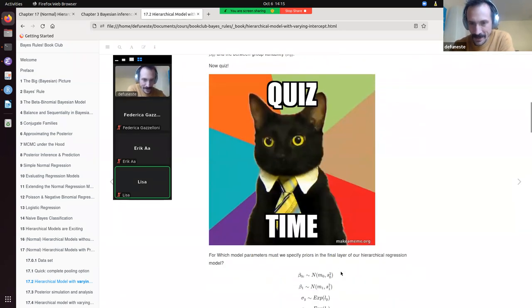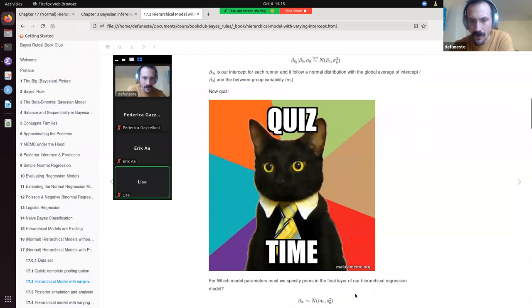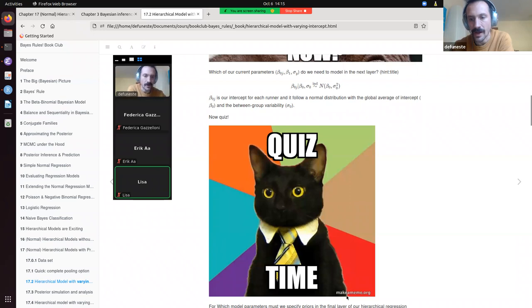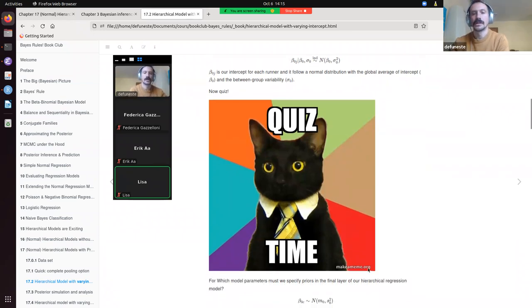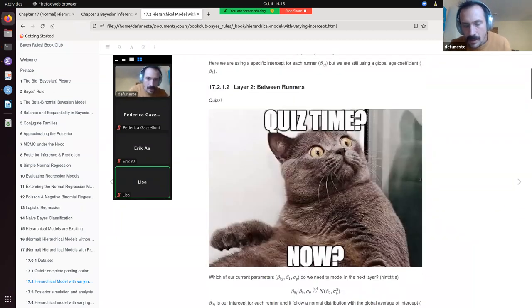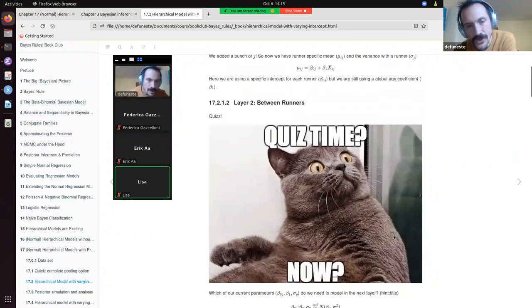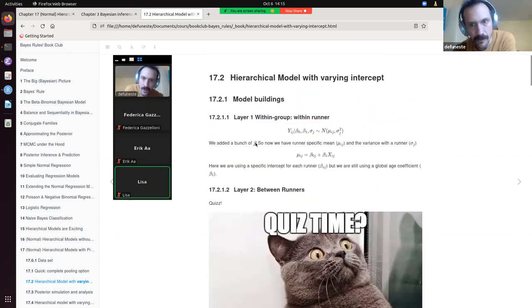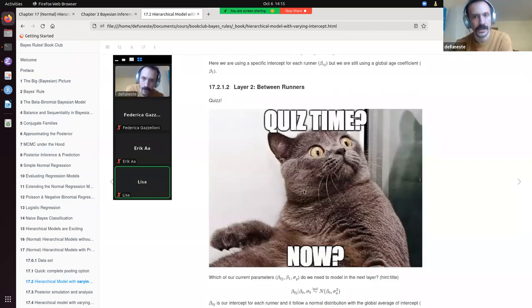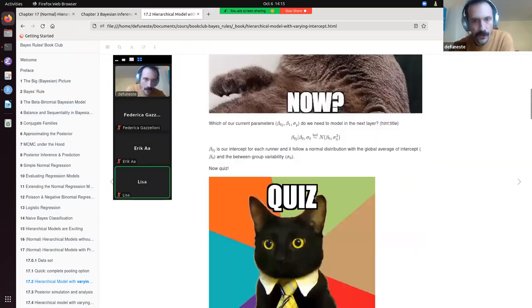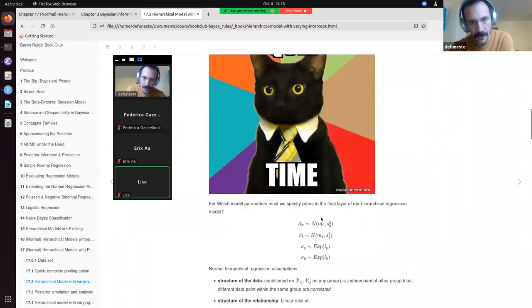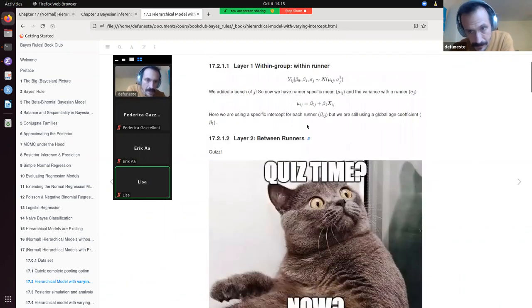Another quiz time. For which model parameters must we specify a prior in the final layer of our hierarchical regression model? Remember, we can have all of them here, probably. So I will give you a pass on it. The first layer is where we build the within group. The second layer builds the relationship between the runners. And the last layer is basically building the priors that each of these layers takes.